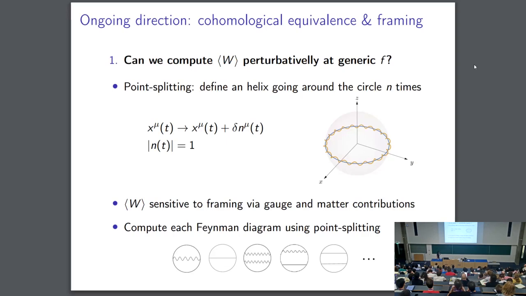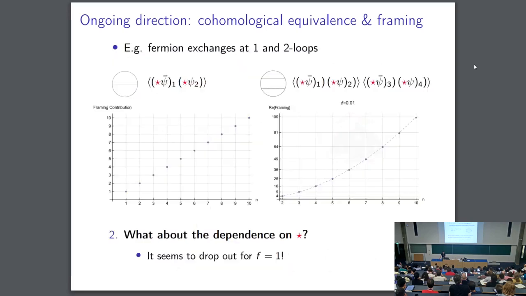So in particular, doing the perturbative computations, we see that this VEV is sensitive to framing not only via the gauge field, as in the Chern-Simons case, but also via the matter contributions. So when we compute each Feynman diagram using point splitting, we need to take into account gauge propagators, but also matter exchanges as well. So this is what I want to show you in the next slide.